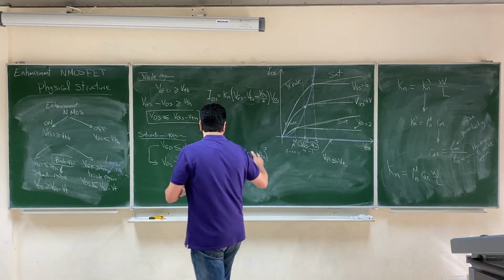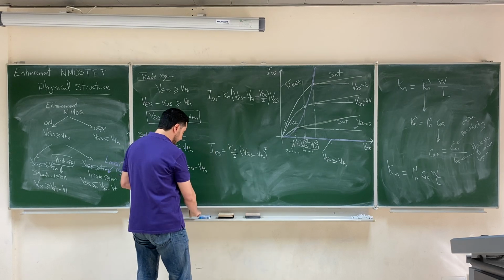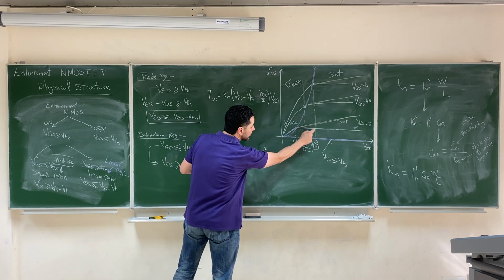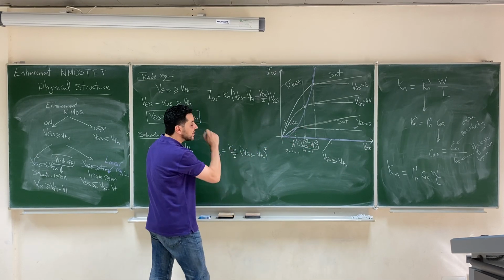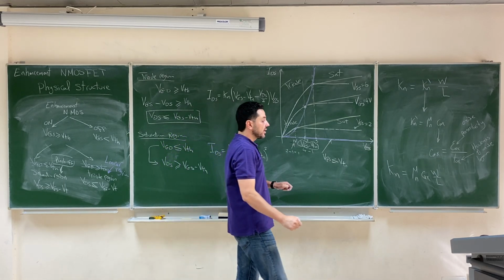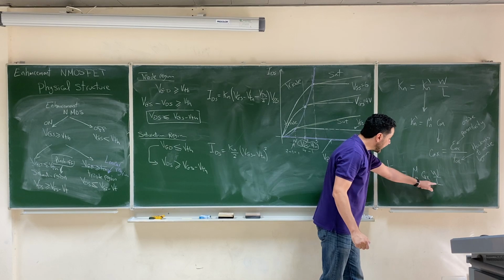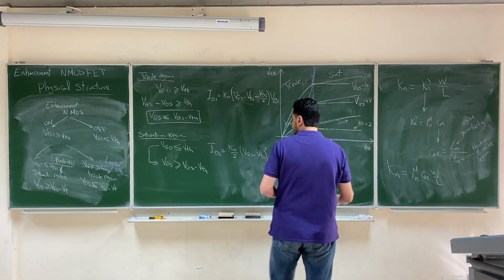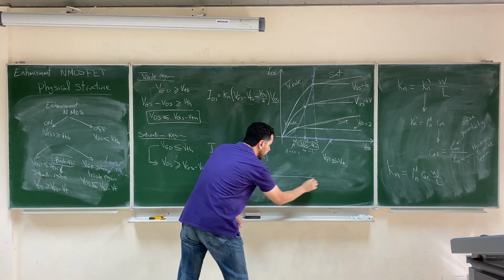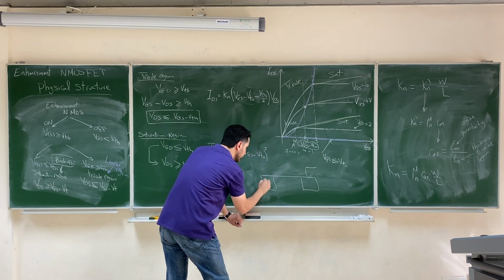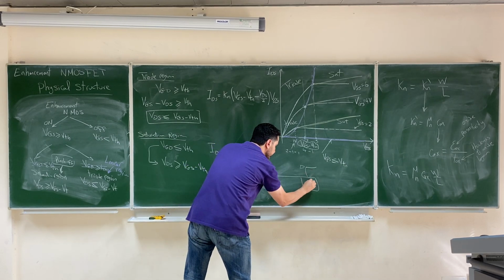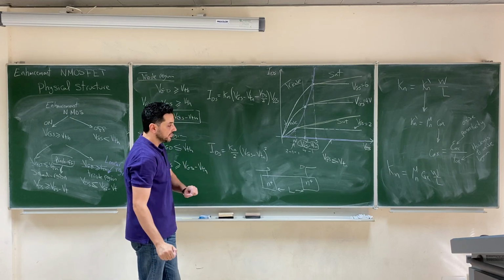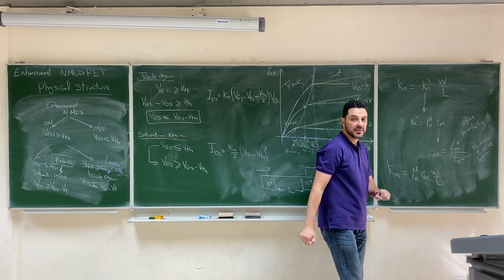Basically, in our equations, we have this constant, Kn. Let's focus now on the saturation region, because this is the important equation for us. Inside Kn we have L, the length of the channel between the source and the drain. This is the source, this is the drain. In the equation we have L, Kn contains L.